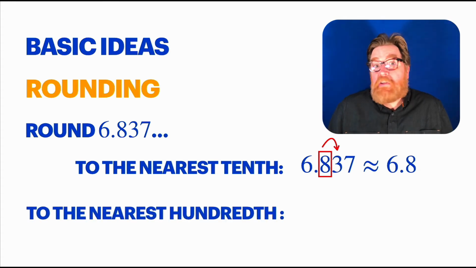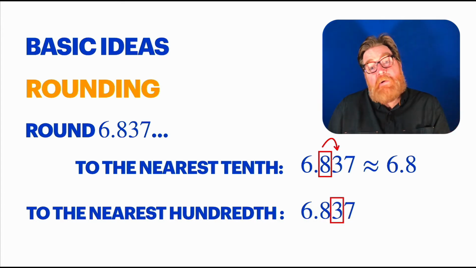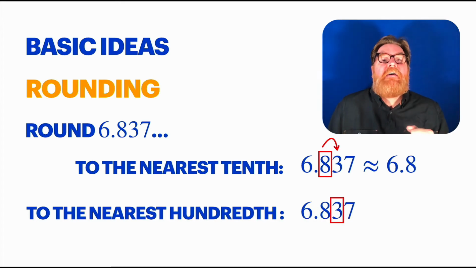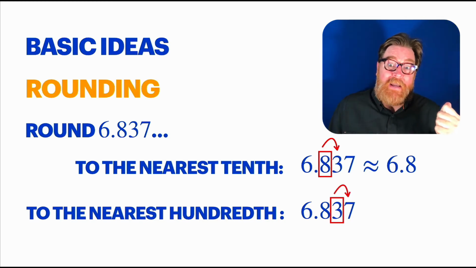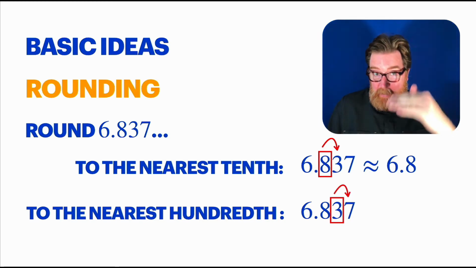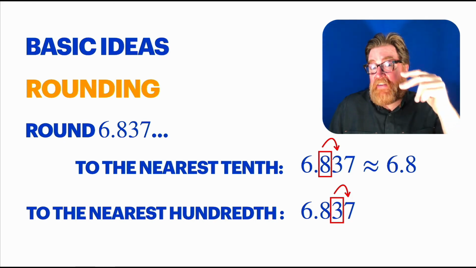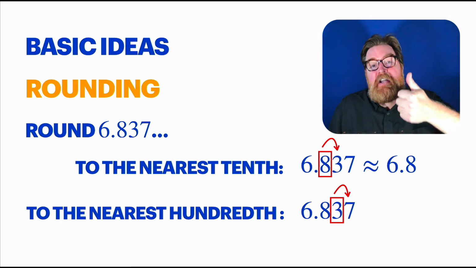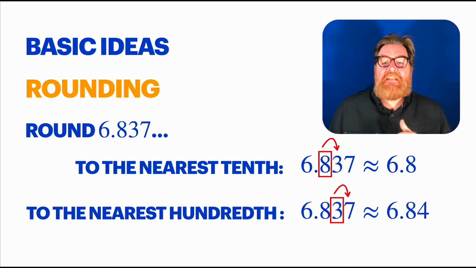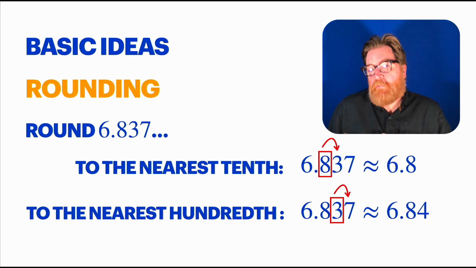To the nearest hundredth, we do exactly the same thing, except now it's the 3 digit that we're really interested in. We look to the digit directly to its right. It's now a 7. So remember, 5 or higher, 5, 6, 7, 8, 9, in that place, we round our digit up. So that means that to the nearest hundredth, this is 6.84 rounded up.